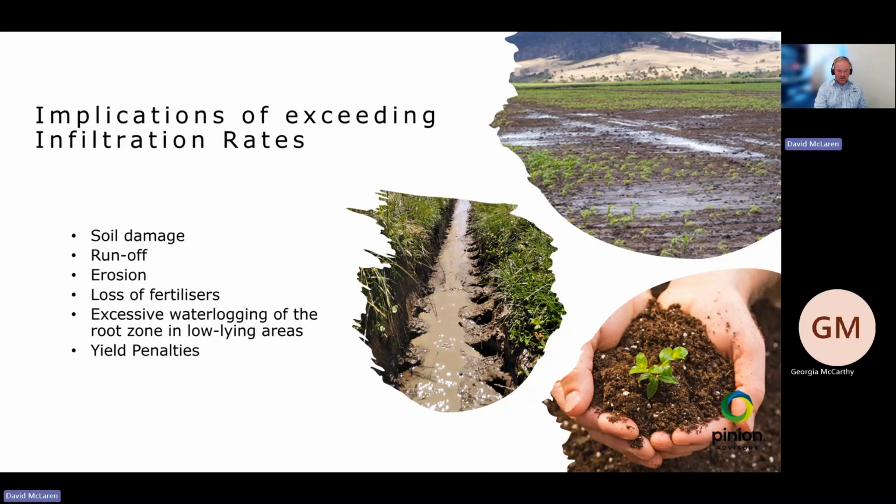So the implications, I think, is a good slide here just to talk about the implications of exceeding the infiltration rate of the soil. If we're exceeding the infiltration rate, we can end up with soil damage. We can end up with runoff. We can end up with scouring and erosion. We can end up losing nutrients, so loss of fertilizers and all the capital inputs that we put into the system. We can end up with excessive waterlogging of the root zone in low-lying areas, and all of these things can result in yield penalties to the crop. So it's a vitally important issue to understand.